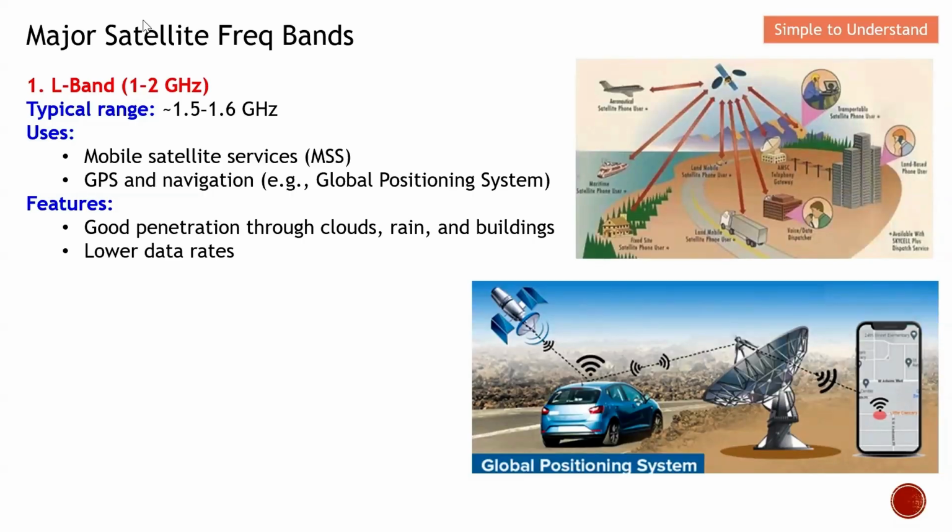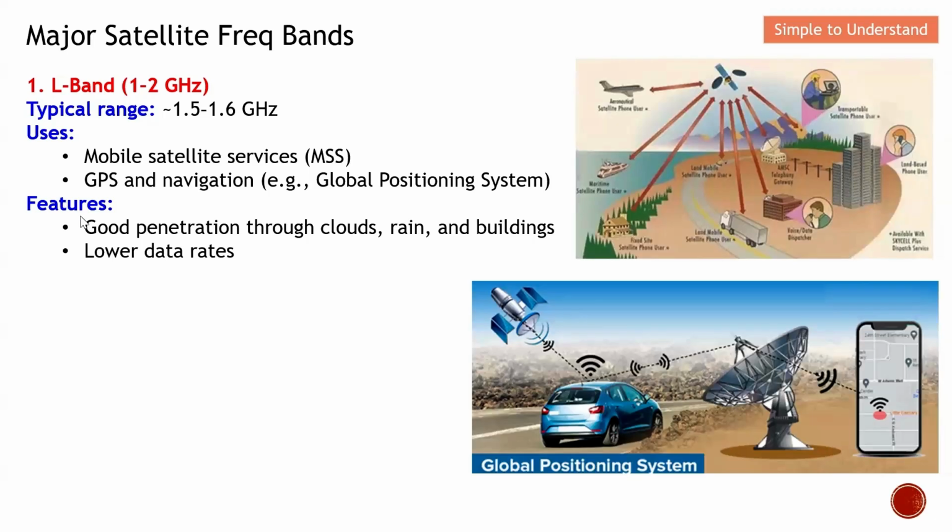Let me go through the major satellite frequency bands. The first one will be the long band, L band. The typical frequency range will be between 1.5 to 1.6 gigahertz. In terms of usage, it is for mobile satellite service. From this diagram here, you can see that all these devices are allowed to move from place to place. This L band also supports GPS, global positioning system.